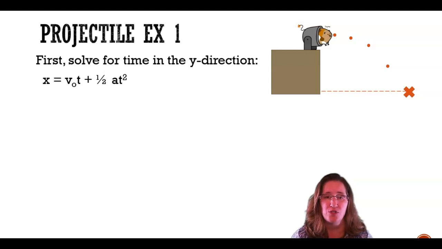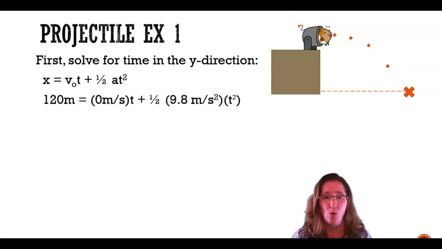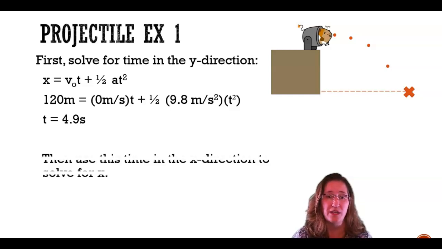So I'm going to first solve for time. In this case, I don't know enough in the x direction to solve for time yet. So I'm going to use my y direction. So I'm going to put my numbers in my equation, and when I do, I'm going to solve for time, and time then is 4.9 seconds. So my 4.9 now is a time that I could use in the y or in the x.